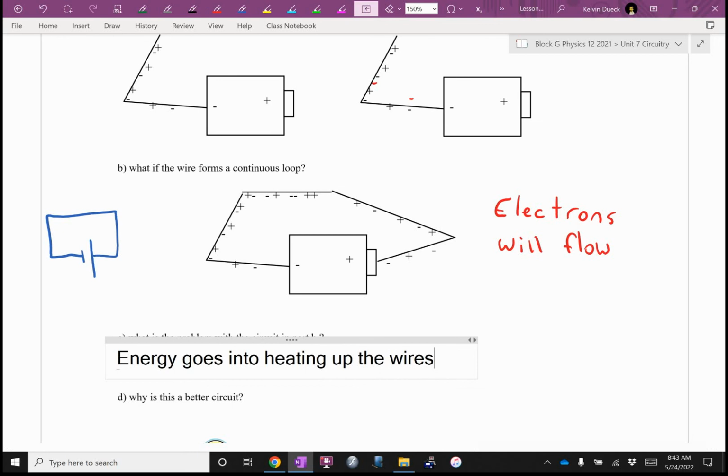That there is a very dangerous circuit. The energy's got to go somewhere. You're going to heat up the wires. Heating up wires is a bad thing.